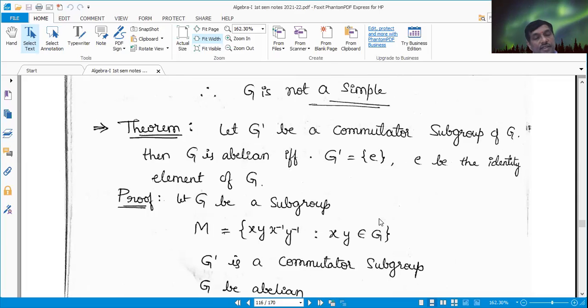These are the two important theorems. You must work out these three important problems. Similar types of problems you can do.